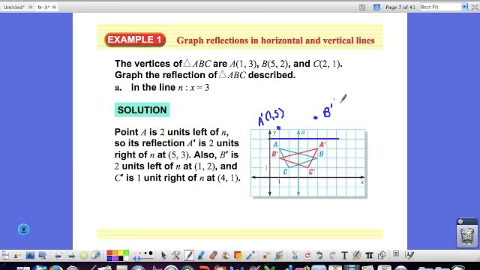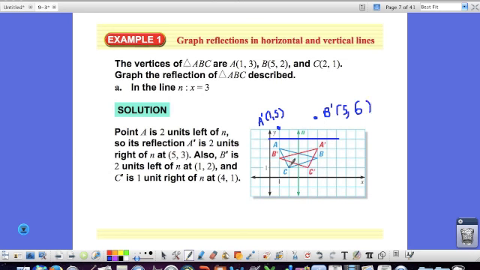So it'll still be at 5 on the x-axis. But for the y-axis, it will go 2 up. It'll move a total of 4. So this is 2, 3, 4, 5, 6. I know this pen isn't working well. So that's at 5, 6.